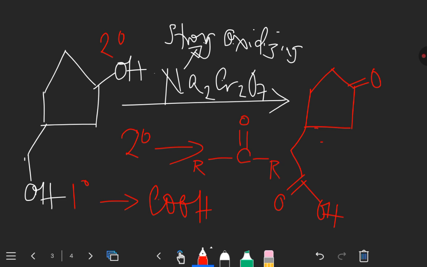So basically, this is what we need to understand about oxidation of alcohols.